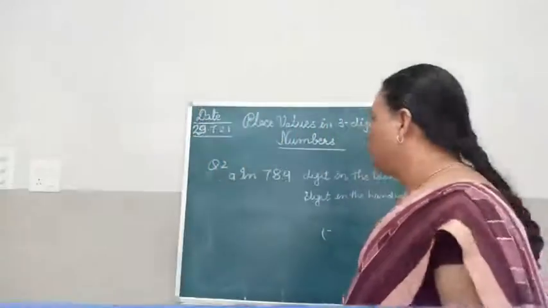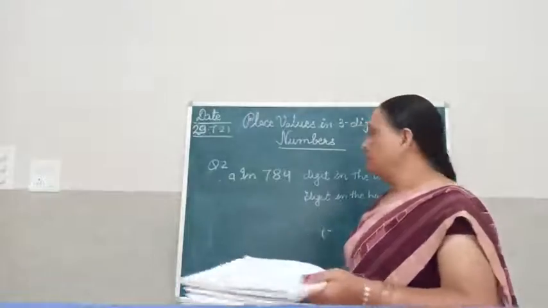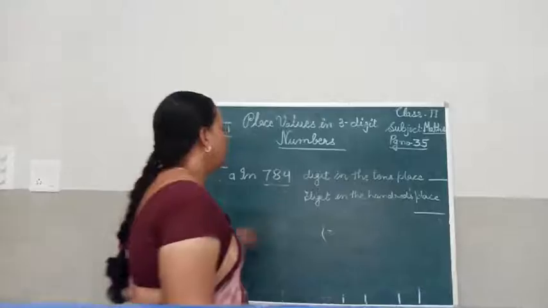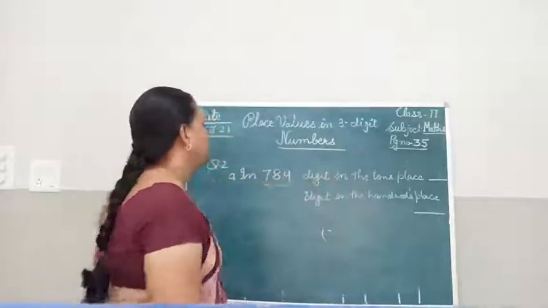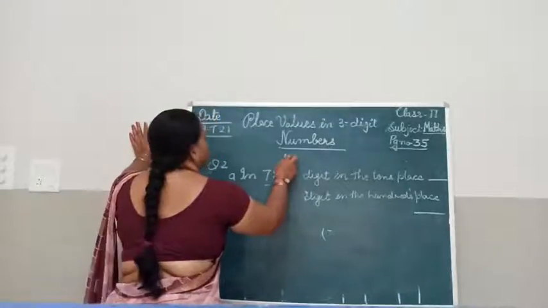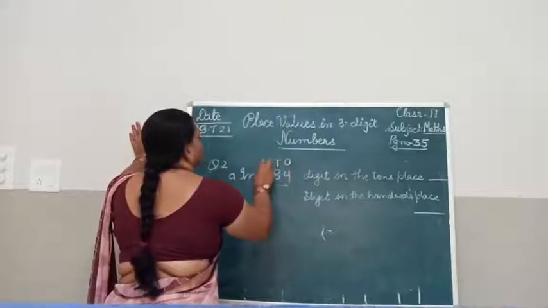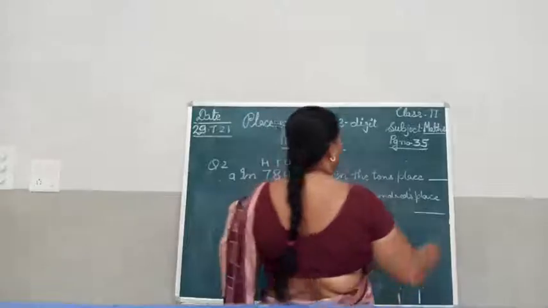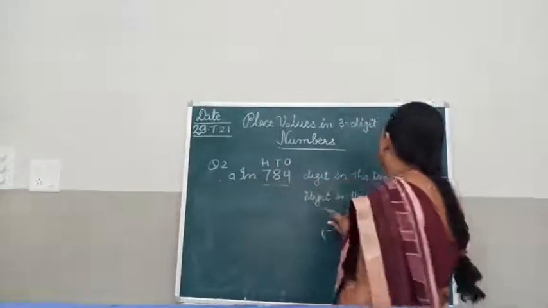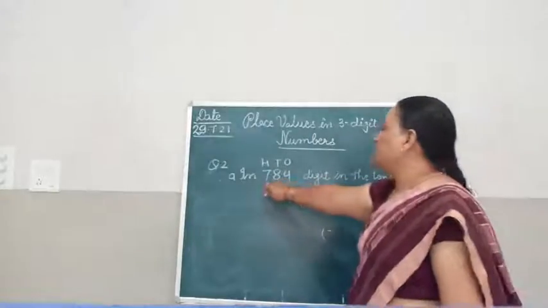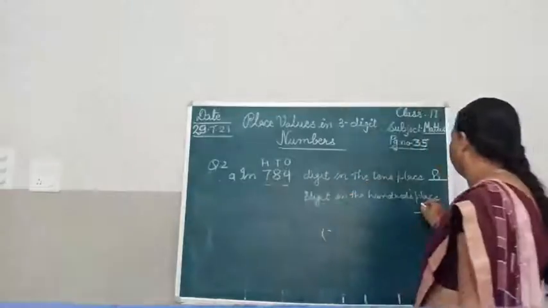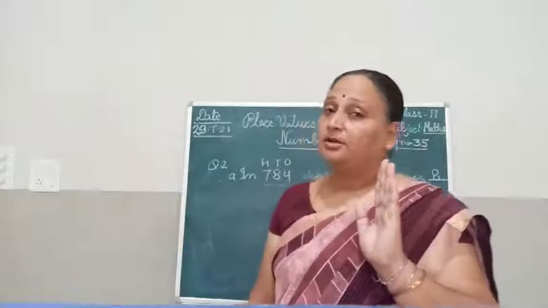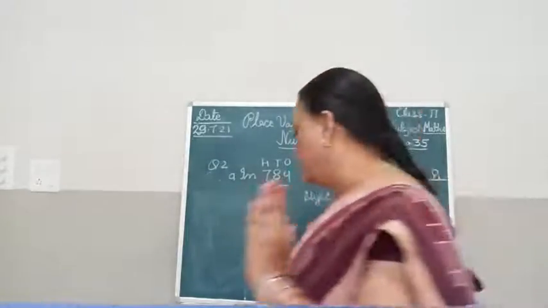Question number 2. Fill in. Again the exercise fill in. In 784, digit in the tens place. It is the ones, it is the tens and it is the hundreds. Digit in the tens place is 8. And digit in the 100 place, which digit on the 100 place? It is 7. We just want to ask the digit only, not the place value. Read the question very carefully.